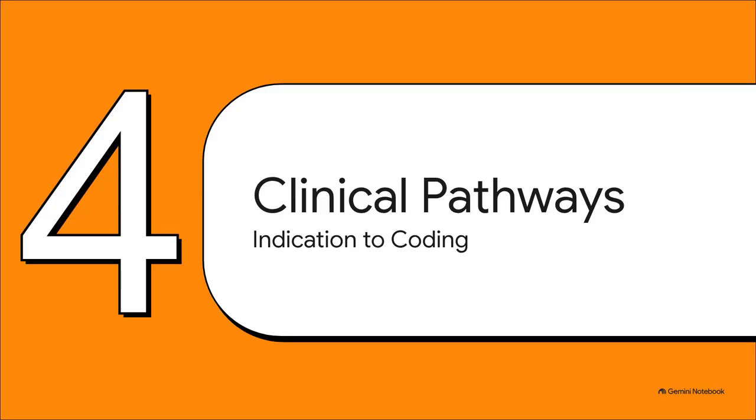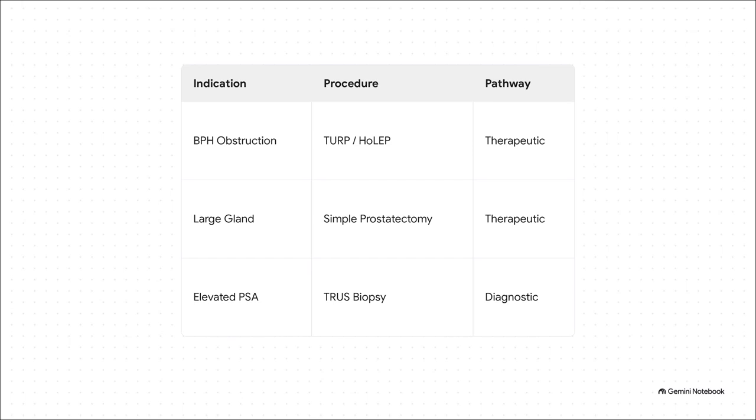All right, Section 4, Clinical Pathways. This is where we connect the dots between the diagnosis and your coding strategy across 3 totally distinct clinical pathways. Pathway 1. Let's say we have benign prostatic hyperplasia, or BPH, causing an obstruction. That routes you straight to endoscopic resection, enucleation, or vaporization. So think of your TURP, HOLEP, or GreenLight procedures.